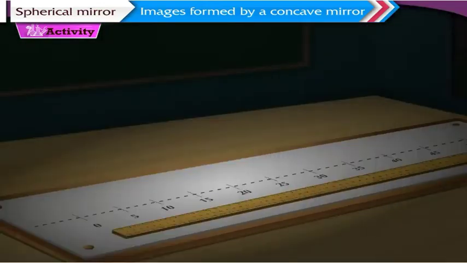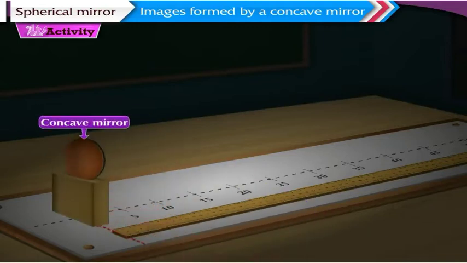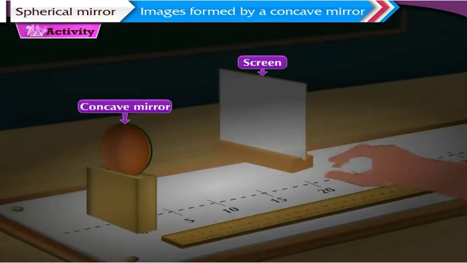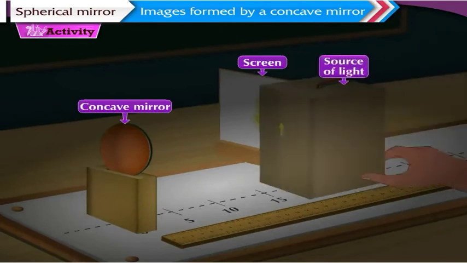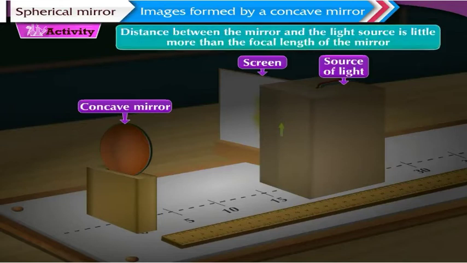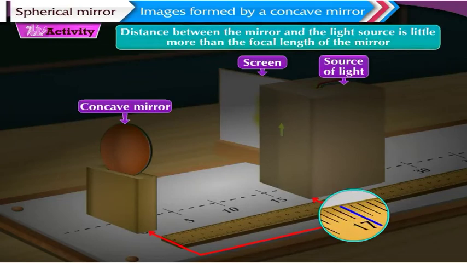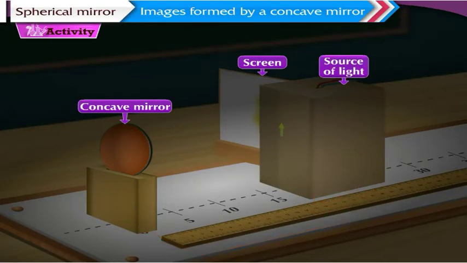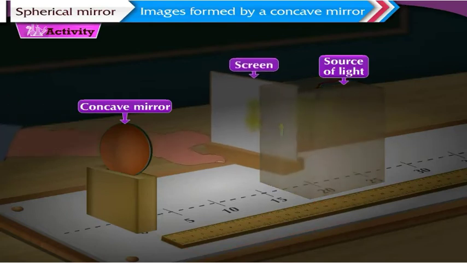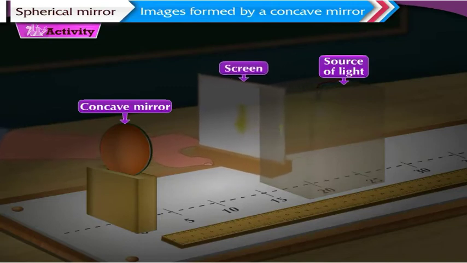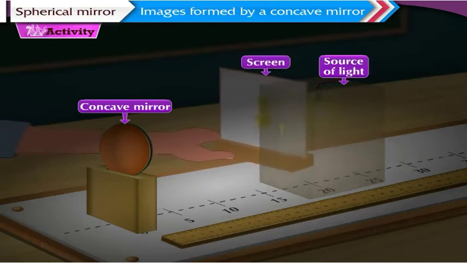Now, in a dark room, place the mirror near the 0 mark on the meter scale. Place the screen in front of the mirror and place the source of light in between the mirror and screen so that the distance between the mirror and the light source is a little more than the focal length of the mirror, that is, more than 15 centimeter. Now let us obtain the clear image of the light source on the screen by moving the screen along the meter scale and perpendicular to it.